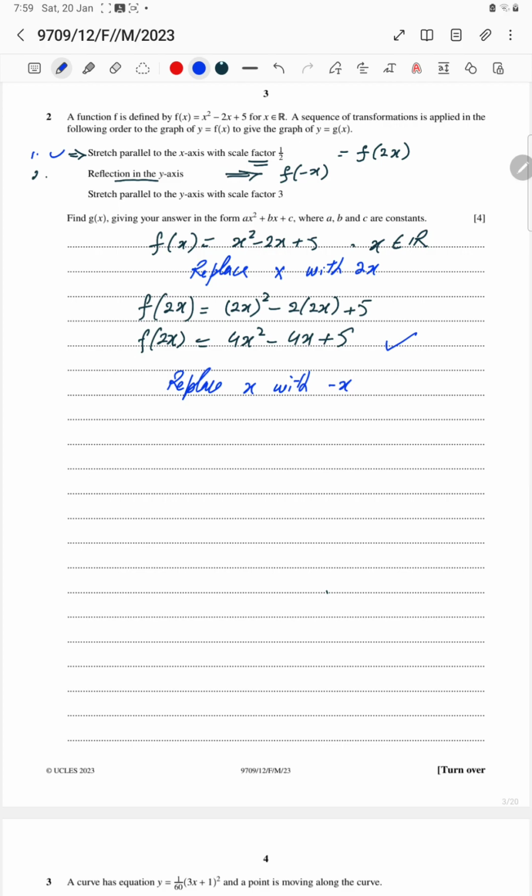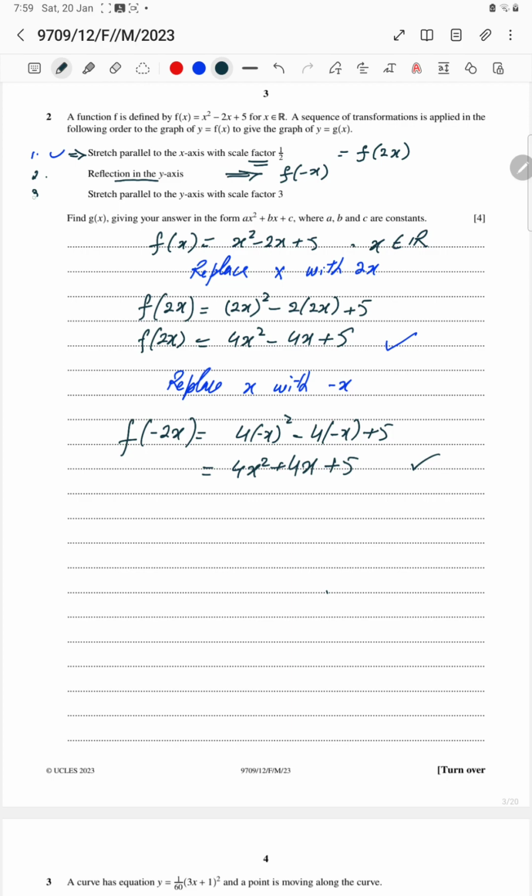So we'll get f of minus 2x here: 4 times minus x squared minus 4 times minus x plus 5 will simply be 4x squared plus 4x plus 5. Okay, it means the second reflection case has been done.